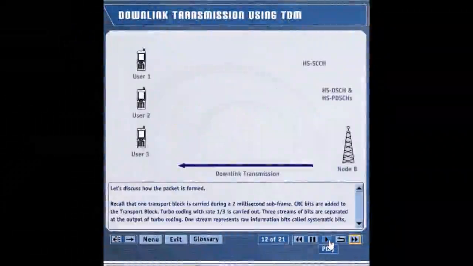As we saw earlier, one way to share the high-speed channel among multiple users in a cell is to use TDM. Recall that only one user is served in a 2 millisecond interval with the TDM approach. Assume that 70% of the downlink power is available for the high-speed channel.